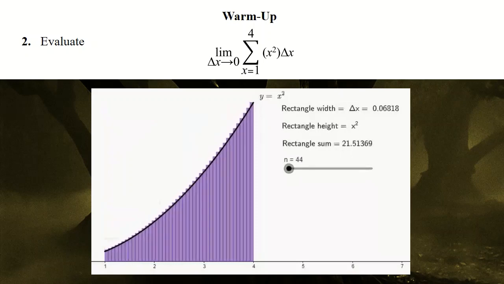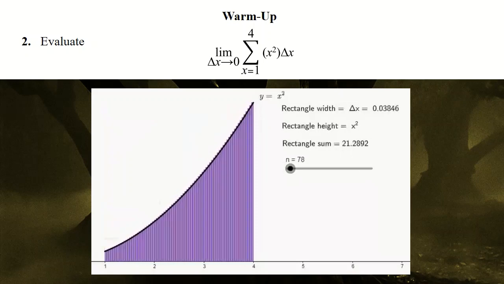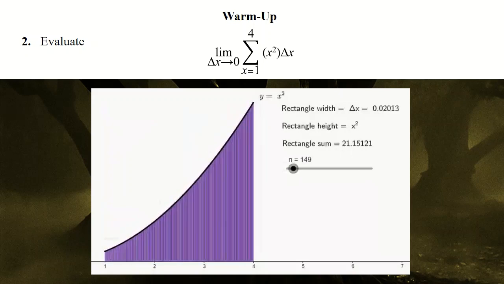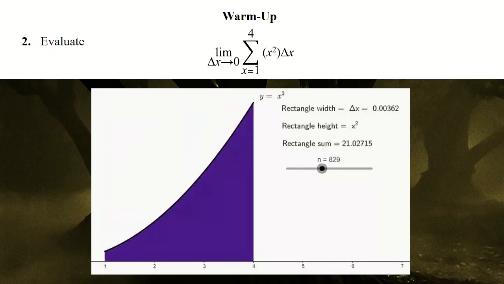This is showing that as n, the number of rectangles, increases, the width of each rectangle, delta x, decreases and approaches 0. This is the limiting behaviour. And we can also see that the sums of the areas of all the rectangles approximate better and better the exact area under the curve. Okay, so let's have a look at the full solution now.